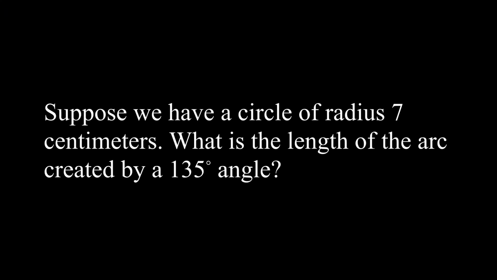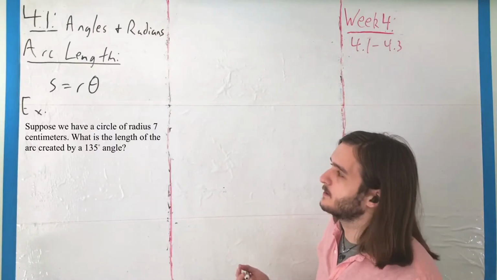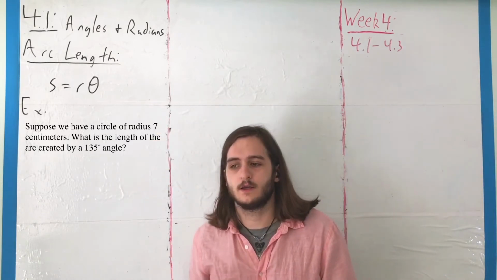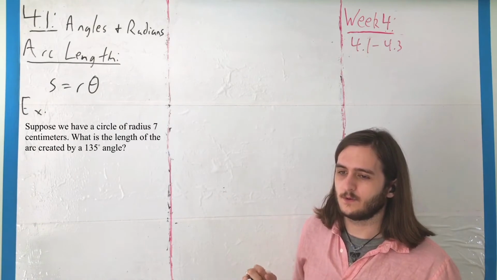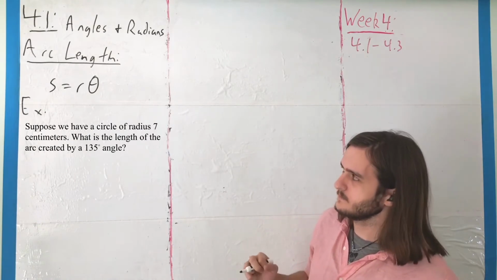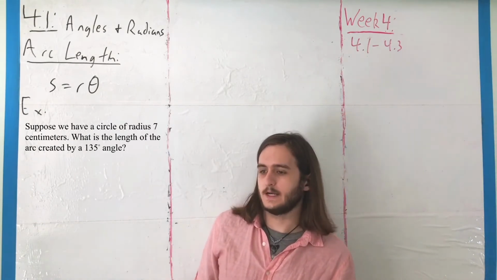So suppose we have a circle with radius 7 centimeters. And what we want to find is the length of the arc created by a 135-degree angle. Well, first thing you have to bear in mind is this S equals r theta relationship only really works if we're talking in terms of radians.